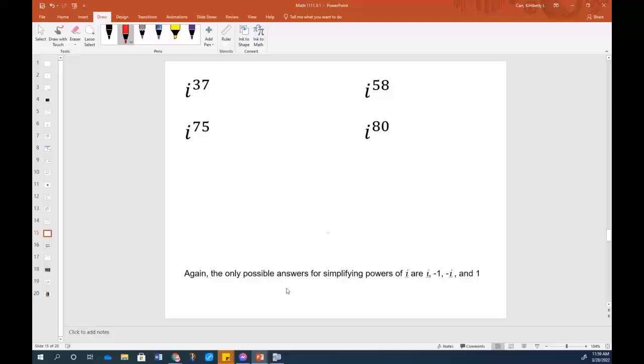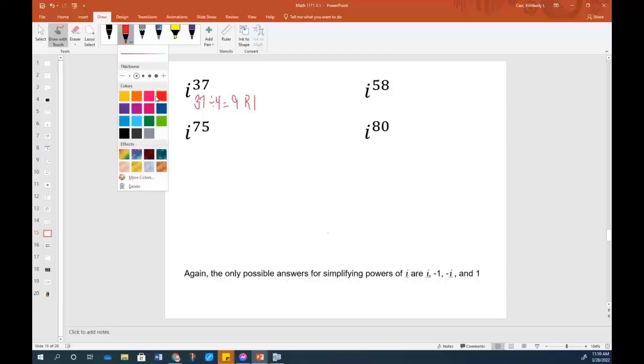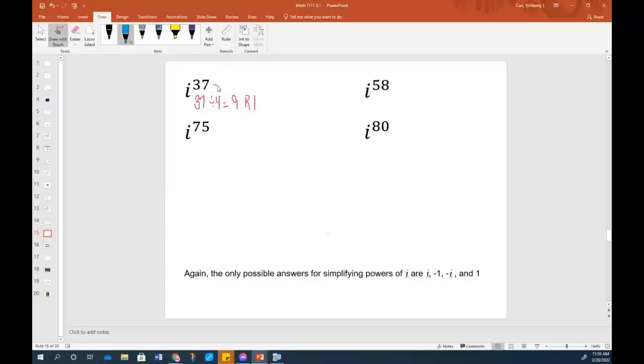So let's look at these. Again, I've written this down at the bottom. We're either going to get i, -1, -i, or 1. So to do this quickly, we figure out the remainder if we divide by 4. So 37 divided by 4. Well, 9 times 4 is 36, but since I needed 37, that gives me a remainder of 1. So i to the 37th simplifies to that very first possible answer in that lineup, which is i.